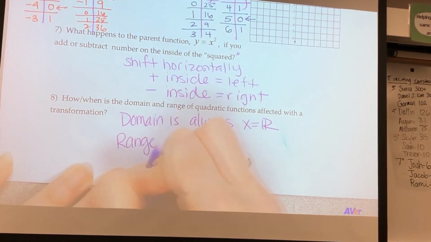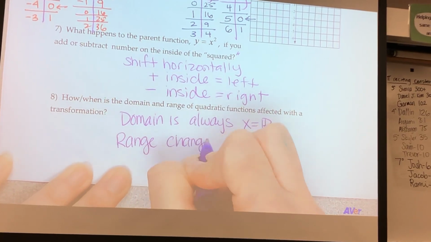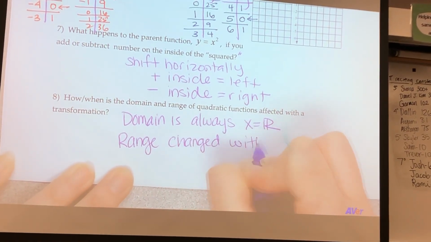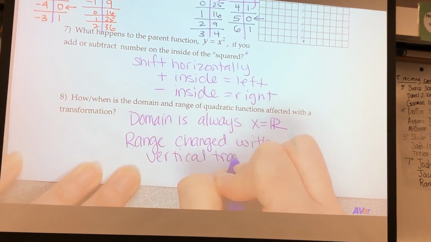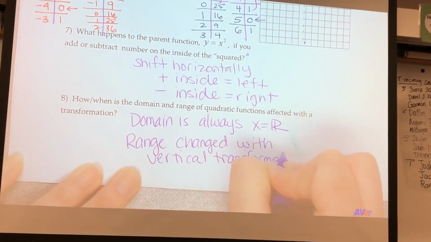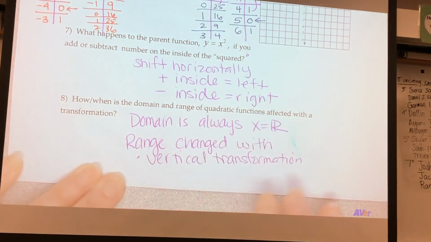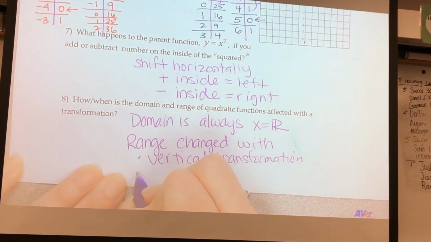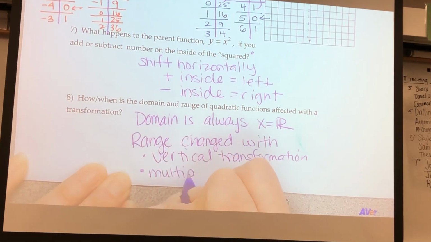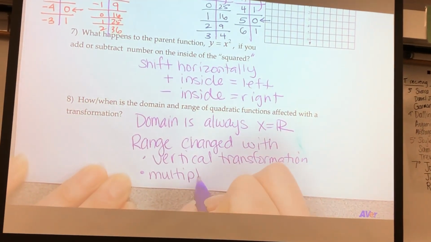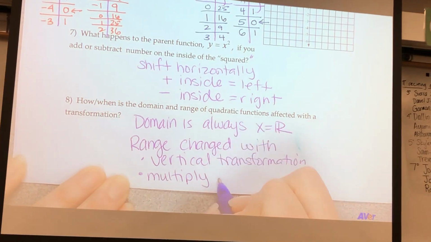Range changes with either a vertical transformation when we add it outside, because that's going to change it up or down, or if I multiply by a negative, like the one that was flipped, because we saw that flipped upside down, that's going to change your range.